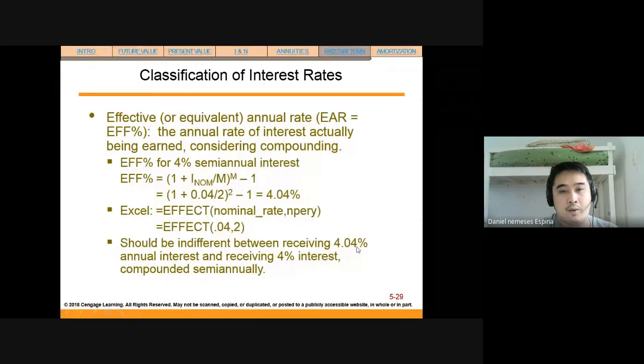Let's say the contract states 4.02% but annual. And the other is 4% but compounded semi-annually. If you only look at the rate, most likely you will choose the 4% semi-annual, not knowing that its effective rate is higher, right? 4.04% against the annual-only 4.02%.